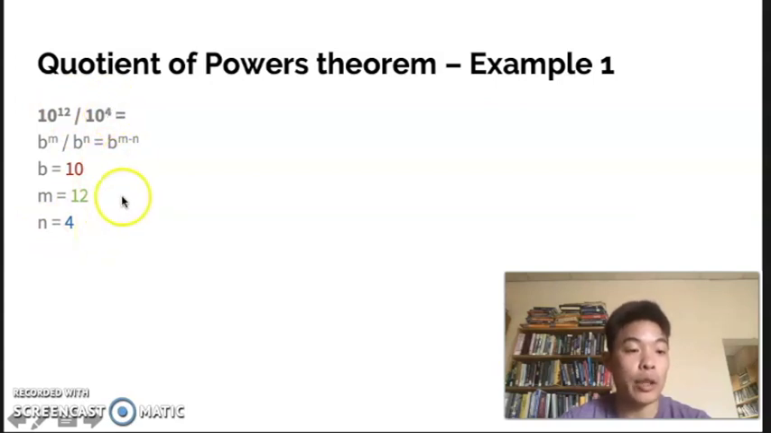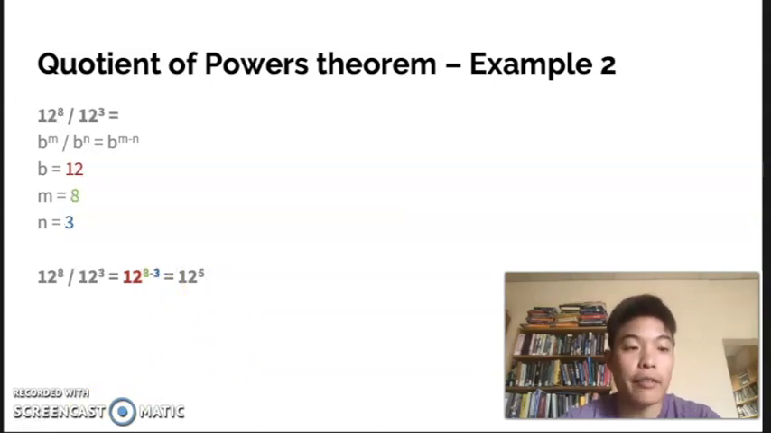So what we want to do is fill in these variables with the new numbers. We will get b, which is equal to 10, to the power of 12 minus 4. The result will be 10 to the power of 8. Now we have example number 2, where we have 12 to the power of 8 divided by 12 to the power of 3. Yet again, we will begin by identifying the three variables b, m, and n. As you can see, b is represented by 12, m is represented by 8, and n is represented by 3.